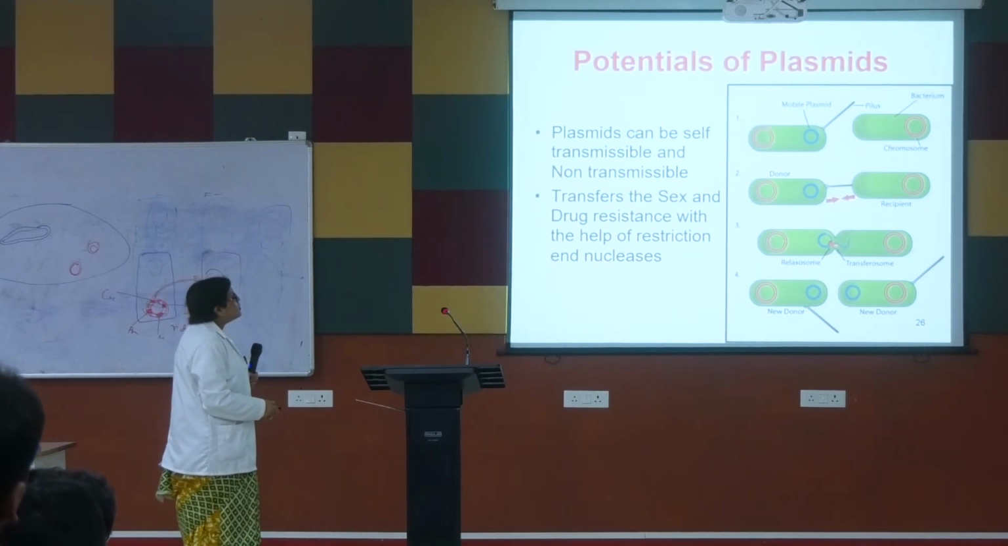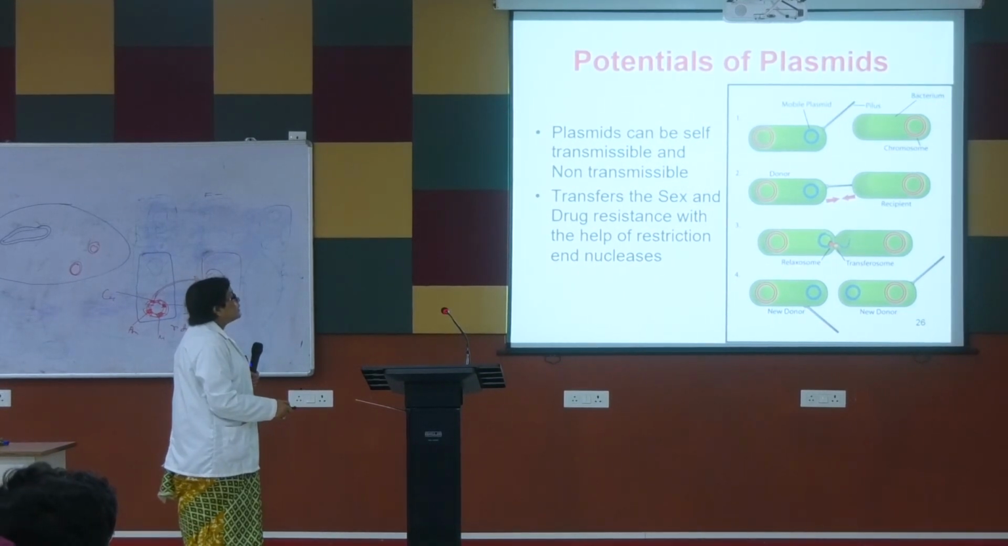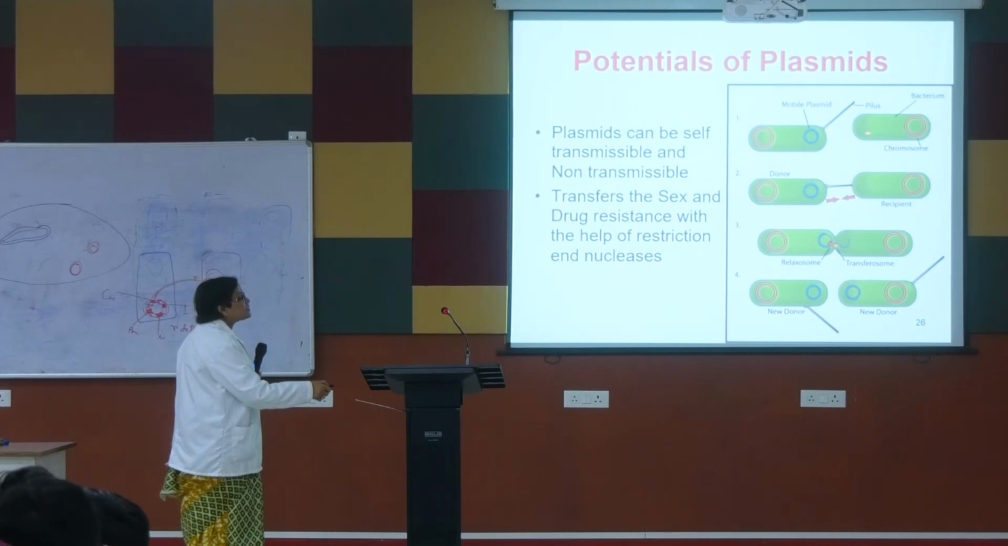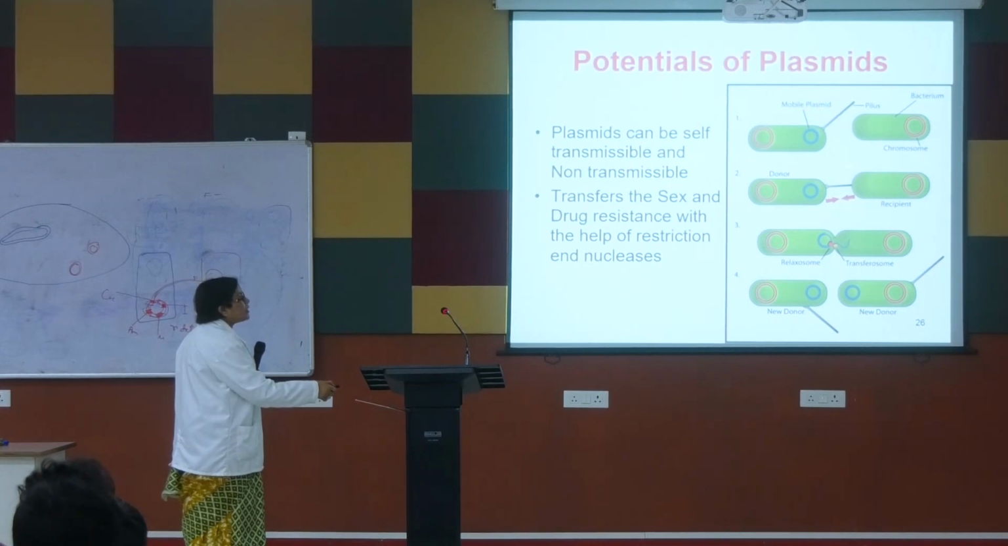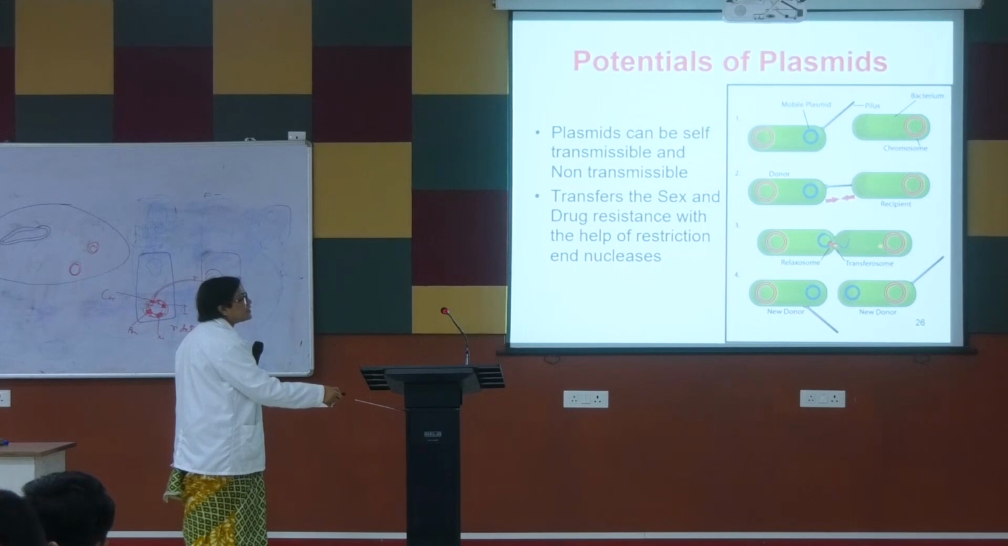Plasmids can be transmissible and not transmissible, it may so happen. This is the mobile plasmid, this is the sex pilus, and this bacterium has no plasmid. Now it is donor and it is recipient, and by the sex pilus there is a connection and the plasmid is passing. You can see one strand is going.